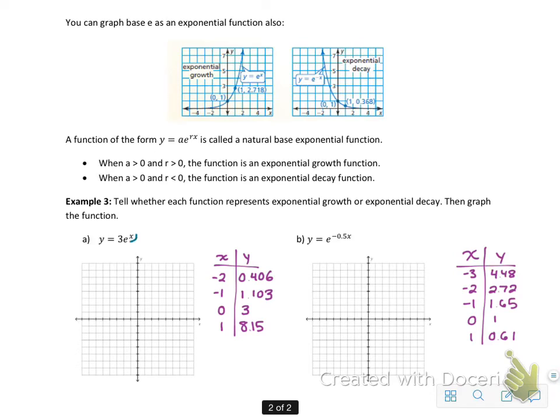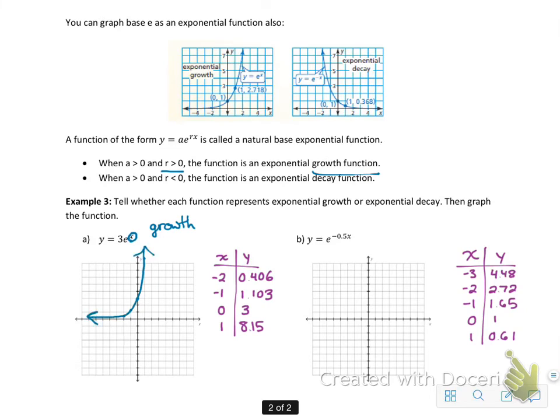So right here, we have x. It is a positive x. If that number is positive, we have exponential growth. So because it is positive, this is growth. And again, what I've done is gone into my calculator and found some points. So we're going to plot these points. We've got something down here, negative 1, 1.03, and then we have 0, 3, so we're up here, and we have 1, 8.15, which is way up here. And that follows the trend. It is growing as it goes to the right.